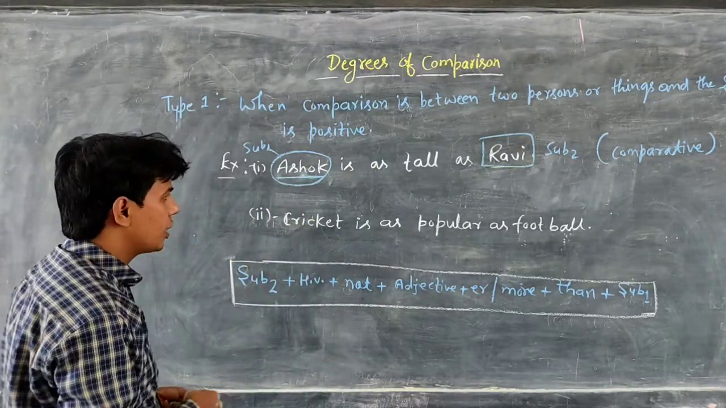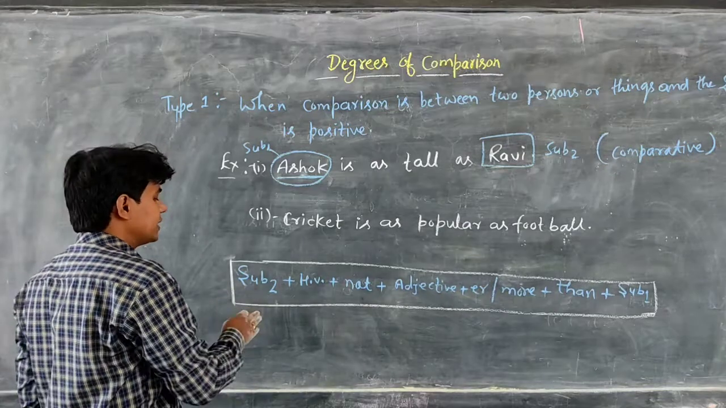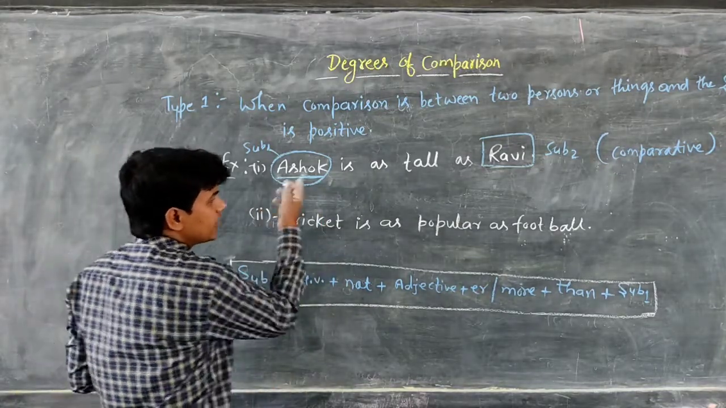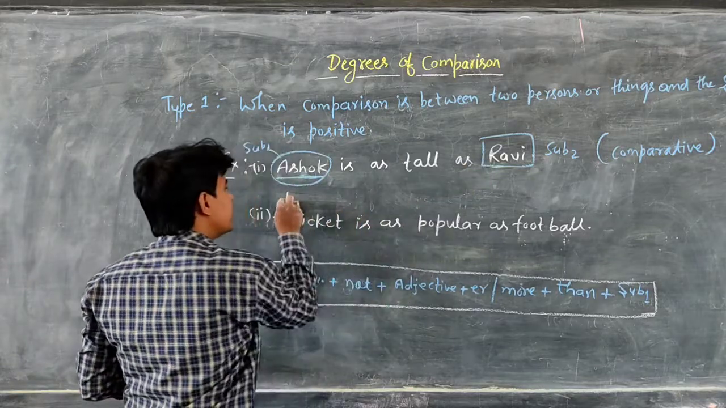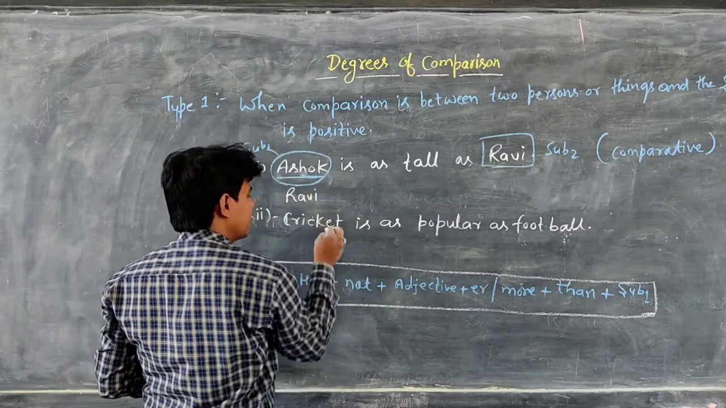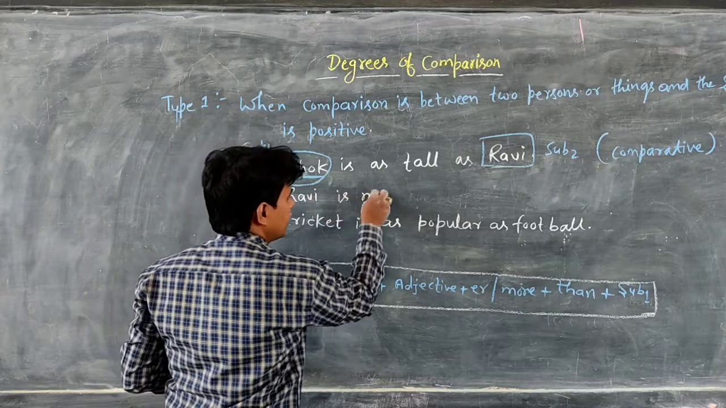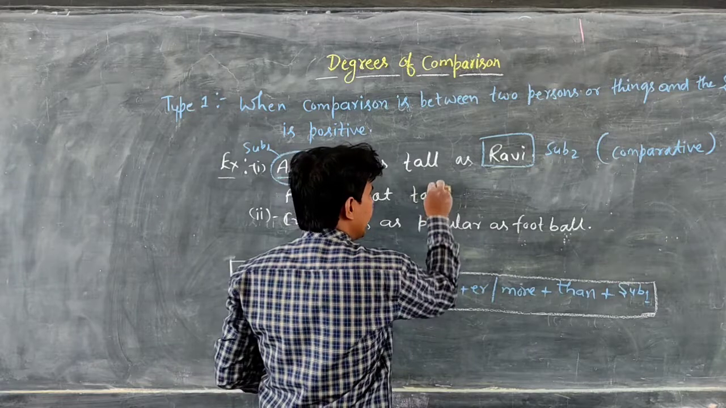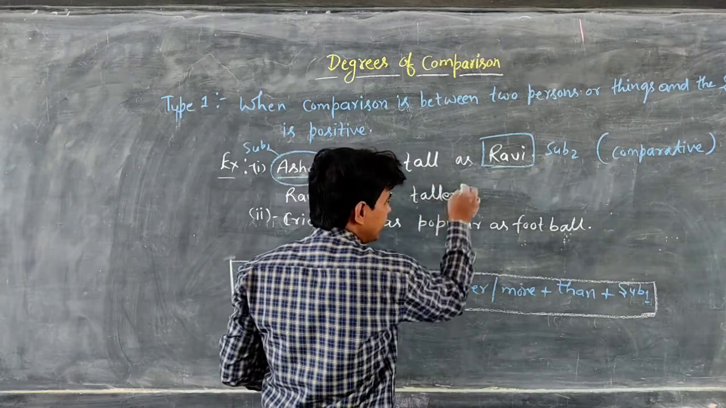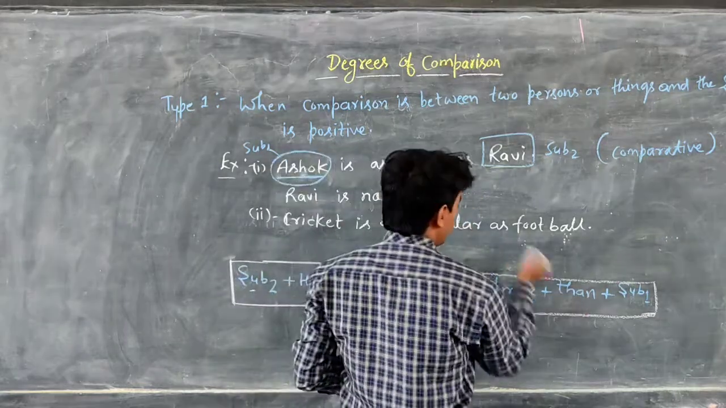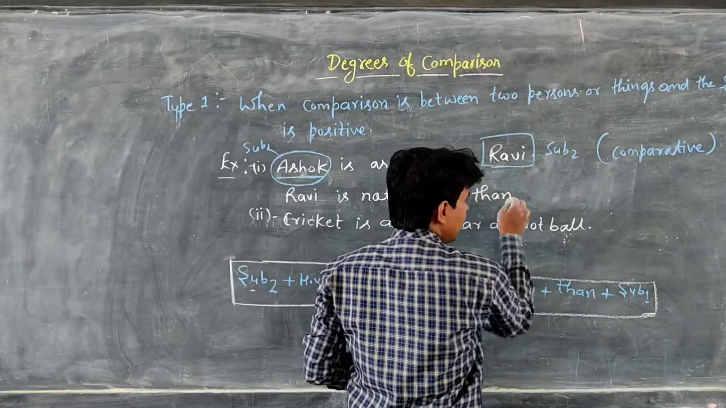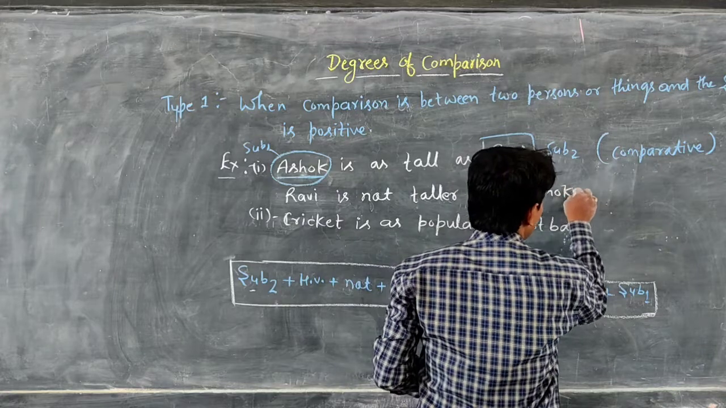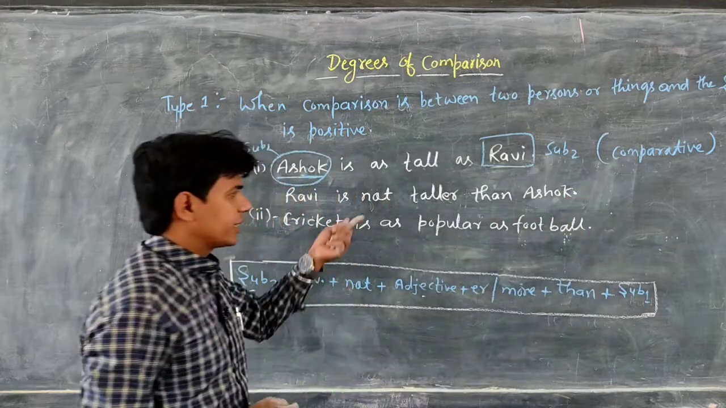Ashok is as tall as Ravi. When you change into comparative, very first you will write subject second. So what is the subject second? That is Ravi. So you will mention here, Ravi is not. What is the adjective? That is tall. And to form the comparative, we add er: taller. After that we use the conjunction than, and last, subject first, that is Ashok. Ravi is not taller than Ashok.